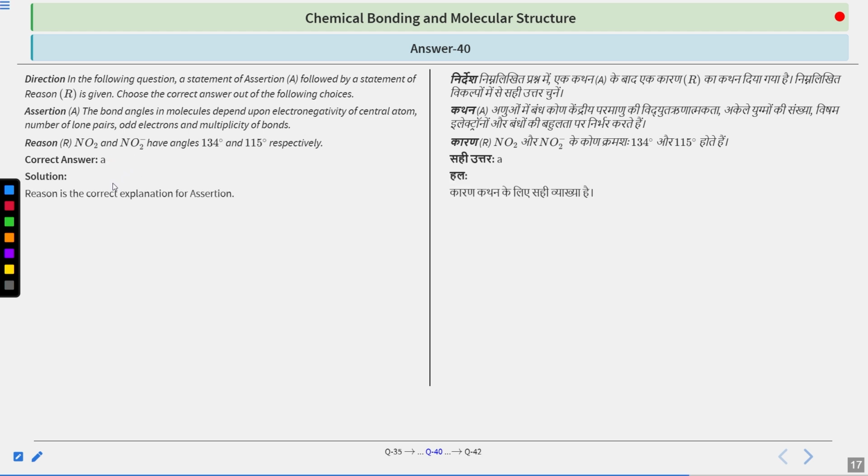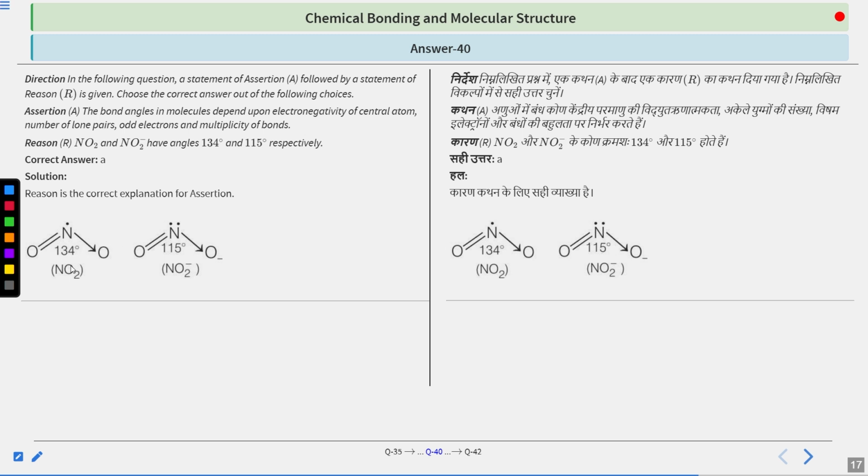So is it so? This is the case that if you increase the number of electrons, the lone pair on the central atom, then the bond angle will increase due to the increased repulsion. So this is the reason. This is your assertion, and this is your reason or explanation to explain this assertion. So very simple to solve. Now moving on to the next question.